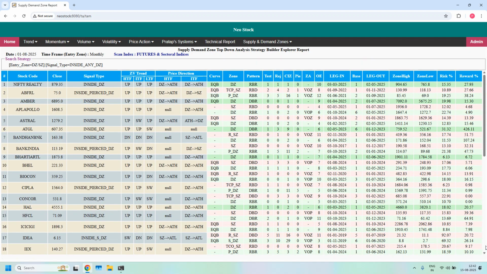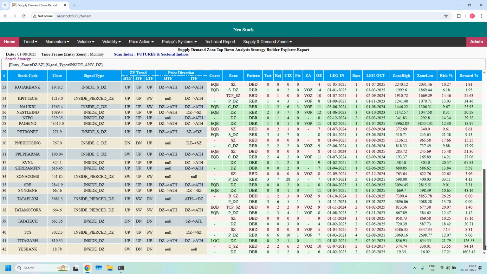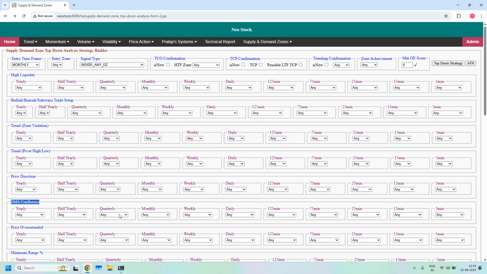First 18 stocks in the list. I'm scrolling the list down. So total 42 stocks are filtered. We can further filter this list based on monthly demand zone having monthly EMA confluence, and also trend on the monthly should not be sideways. It can be up or down.